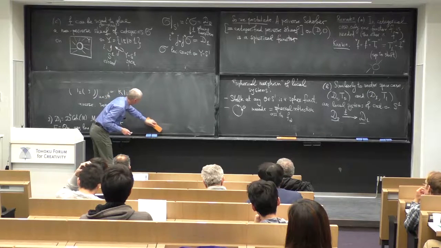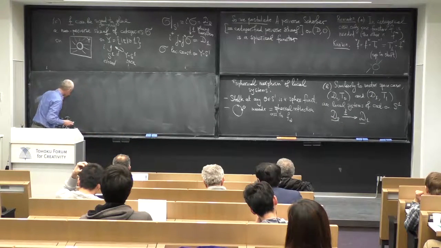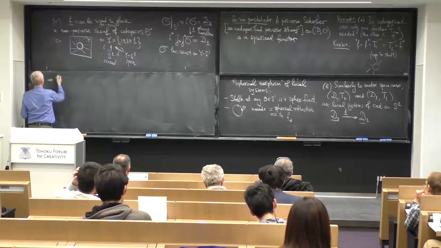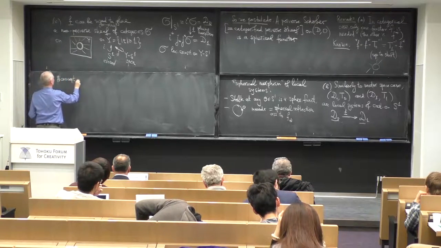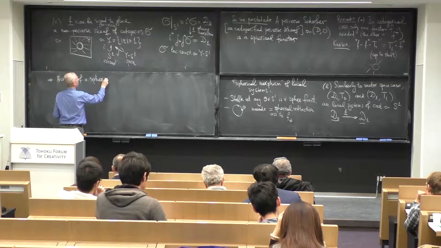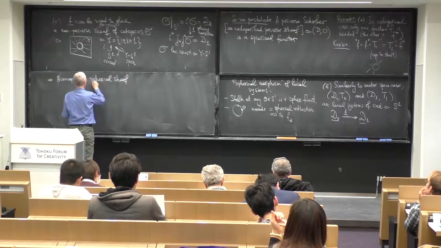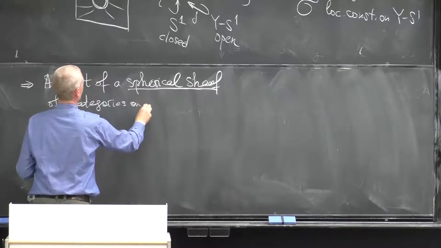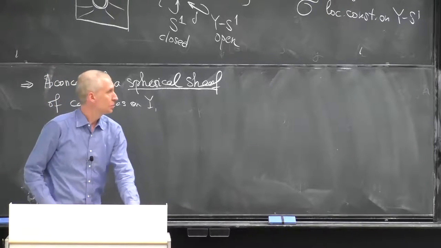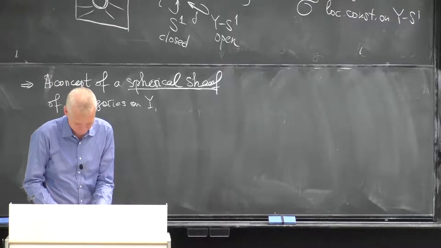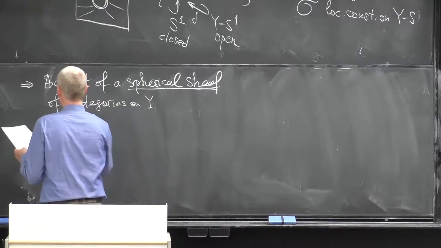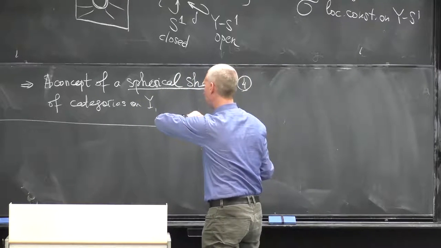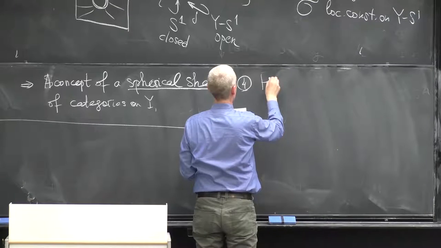So we slightly modify this concept. So we have a concept of a spherical sheaf of categories. Why? A datum of such a spherical sheaf is the same as a datum of a spherical functor. And now I want to move to the next step, to part four. But let me call it perverse Schobers on surfaces.